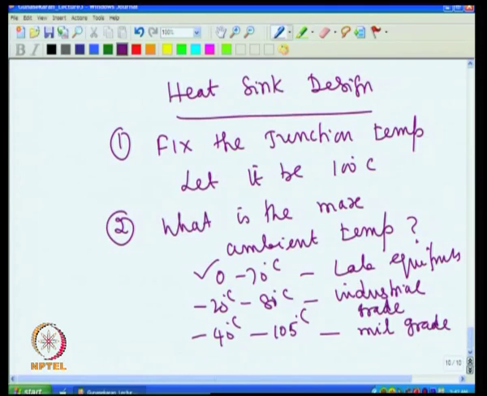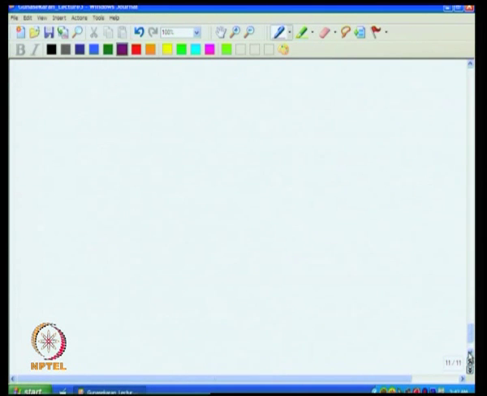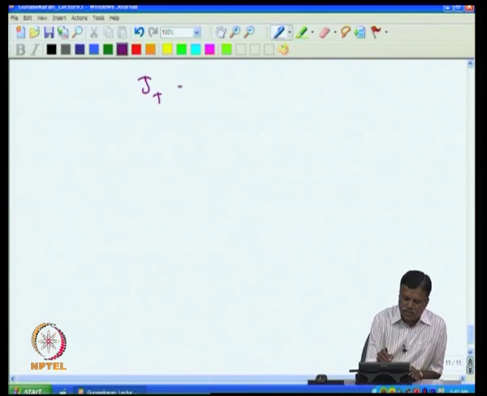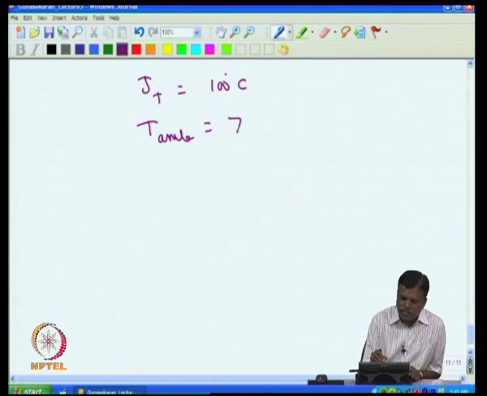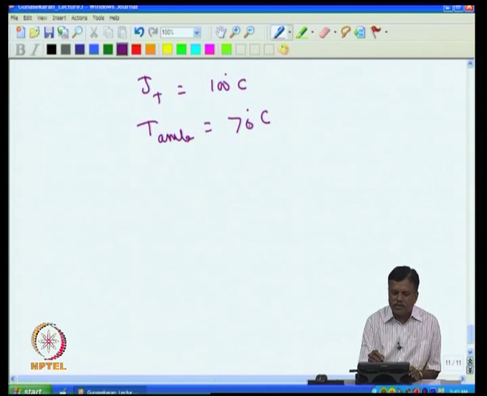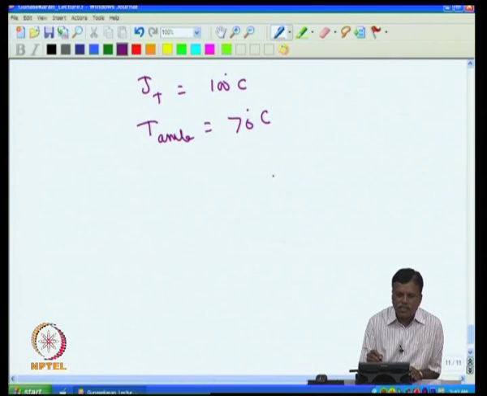That means my maximum ambient temperature is going to be only 70 degree. Now we have fixed two things: the junction temperature is supposed to be not more than 100 degree C, and the second one is the ambient, T ambient, which is 70 degree C. So, when the ambient is 70 degree C, the junction temperature should not go more than 100 degree C. Then next I should decide the power dissipation on the transistor.